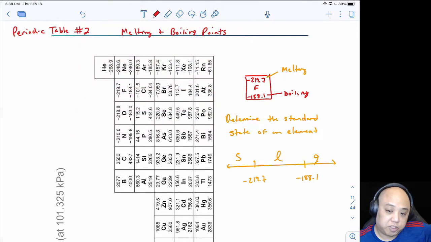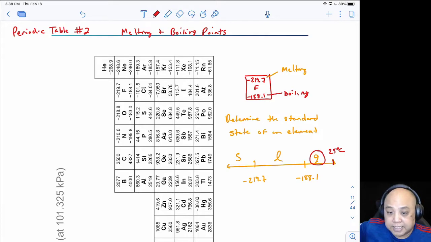So what I ask myself is, where does 25 fit on this number line? And 25 fits on this side of the number line. So therefore, fluorine is a gas at room temperature, at standard temperature and pressure. I guess standard ambient temperature and pressure for our purposes here. So you can see the melting point and boiling point of a variety of different elements here.